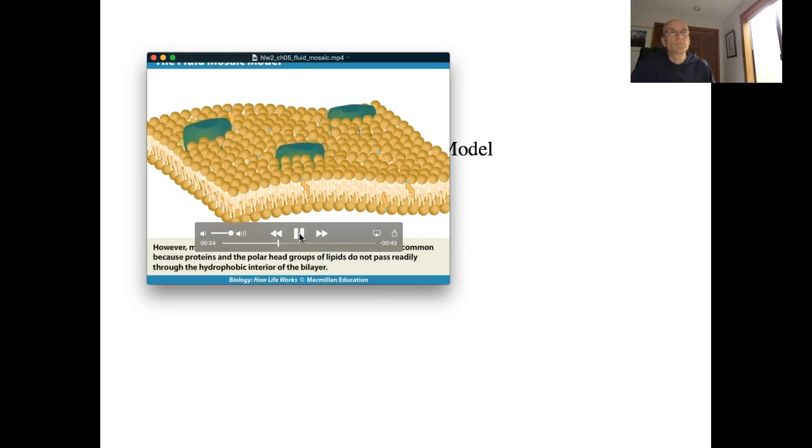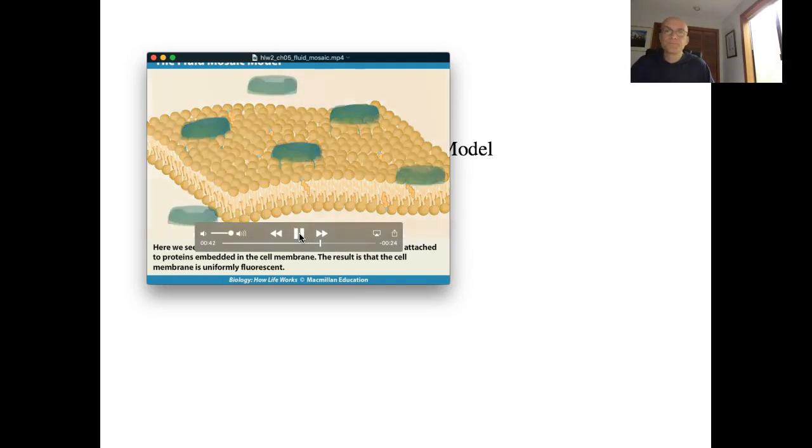However, movement from one side of the bilayer to the other is less common because proteins and the polar head groups of lipids do not pass readily through the hydrophobic interior of the bilayer. Because the membrane is fluid and made up of many different kinds of components, we use a fluid mosaic model to describe the behavior of molecules in cell membranes. Here we see the fluid membrane in action.